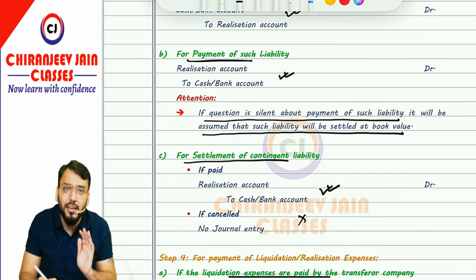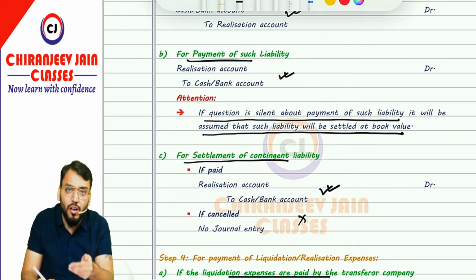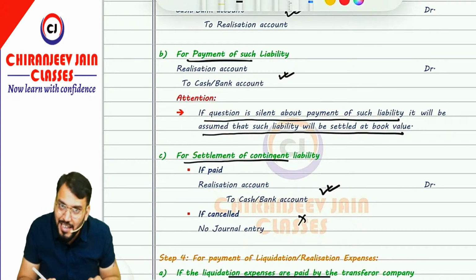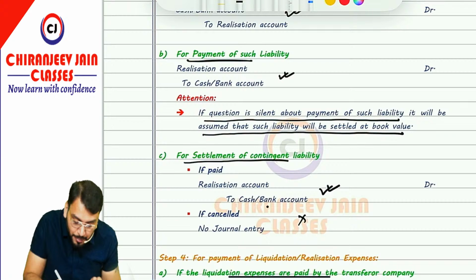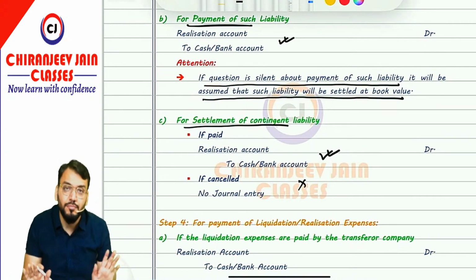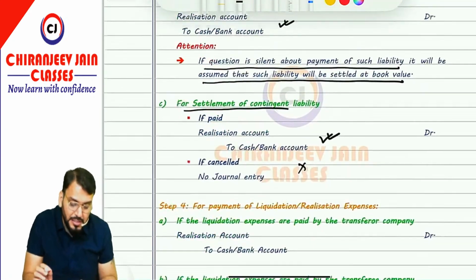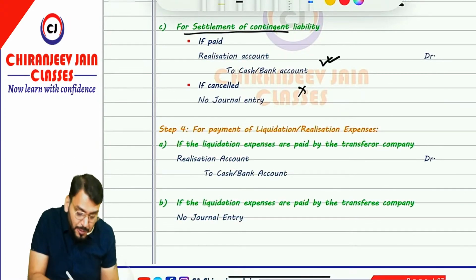Whatever you are paying for the settlement of contingent liability, of course that is a loss, and the loss will be debited to which account? Realization account. So realization account debit to cash or bank. Understood? Correct. So this was step number 3. Now step number 4 is what?